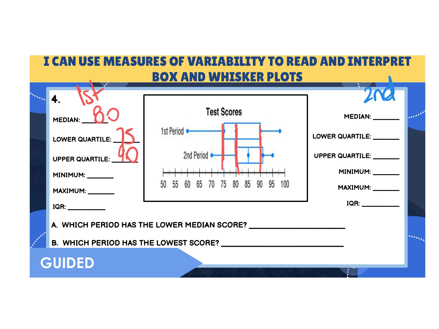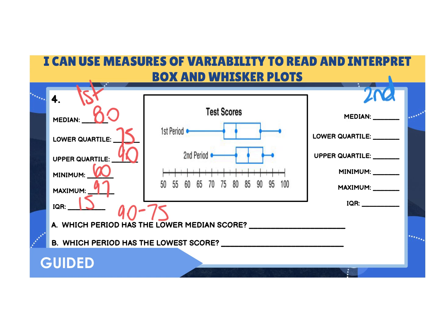That's okay. Our minimum is our lower whisker. Let's say it's 60. And our maximum is our upper whisker. Let's say it's 97. And our IQR is our 90, our upper, minus our lower, which is 75, which again is going to be 15.